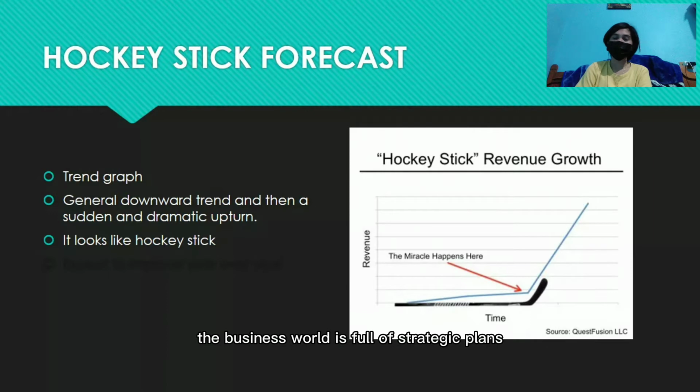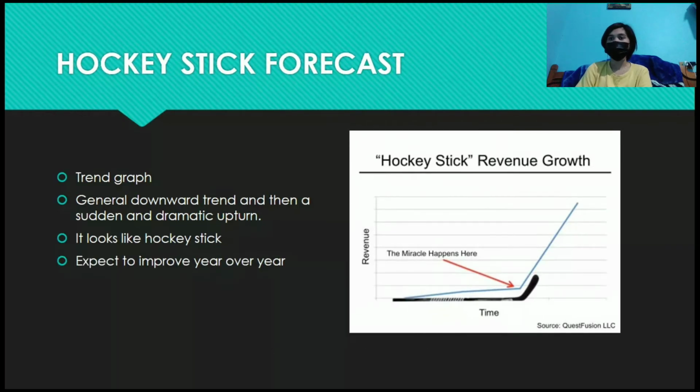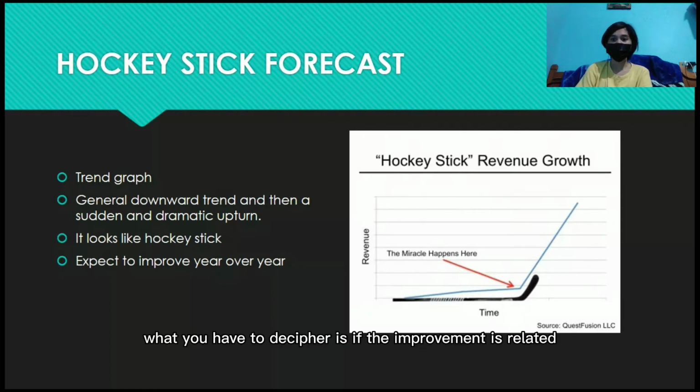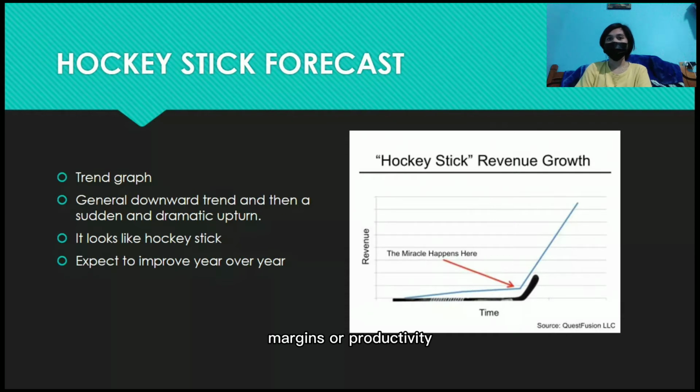The business world is full of strategic plans littered with charts like this. It is where performance in an area is expected to improve dramatically year over year. The fact that performance is expected to improve is not as much the issue as trying to understand the underlying logic as to why it will improve. What you have to decipher is if the improvement is related to changes in the product or service mix, margins, or productivity.